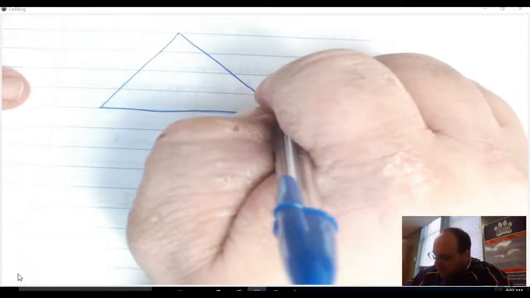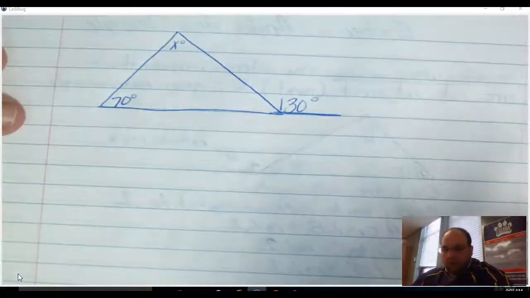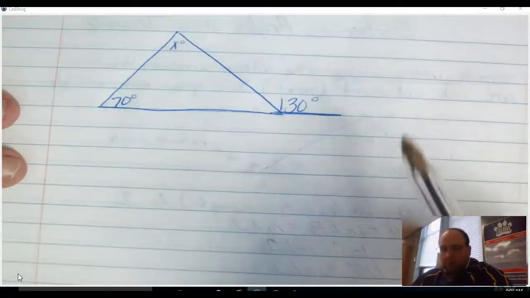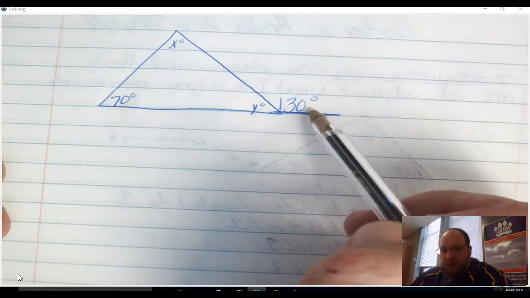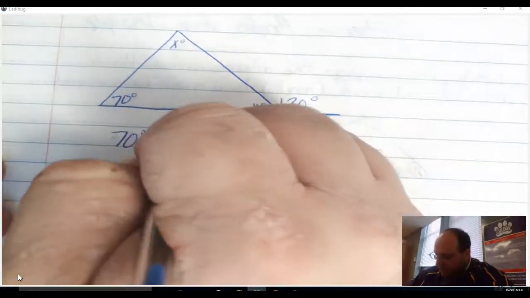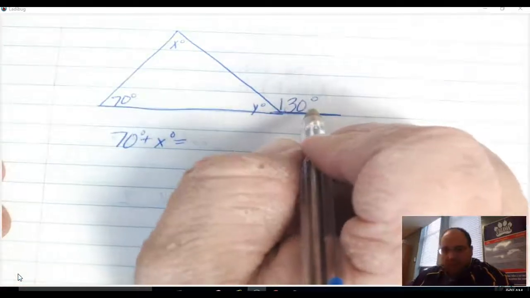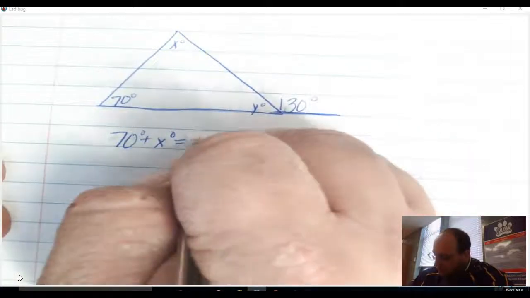We're told ahead of time that this angle right here is 130 degrees. Okay. We're also told that this right here is 70 degrees. We're not told what this one is, and we'll just call this one X. In order to find this one, we need to use the two remote interior angles. The two remote interior angles are 70 and X. So again, I would do 70 degrees plus X degrees, and it gives me that exterior angle that the two remote ones go to, which is 130.